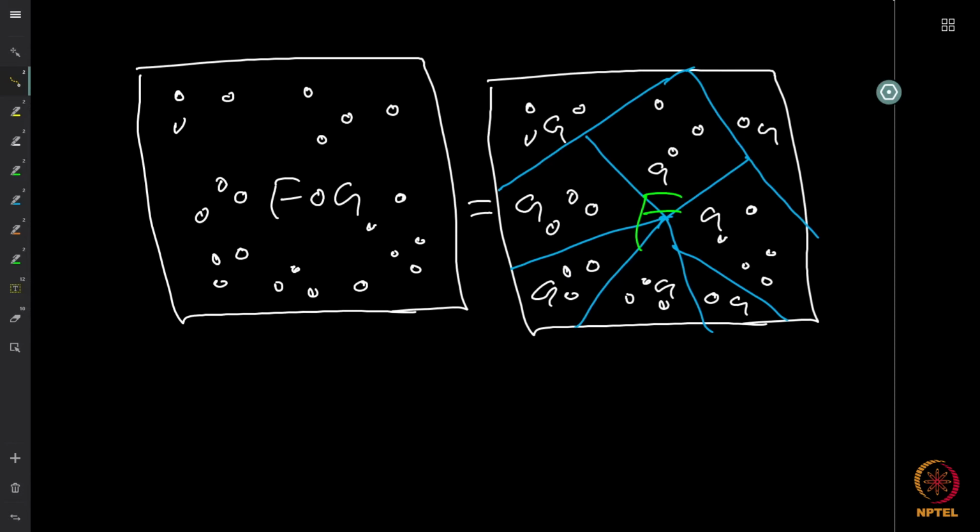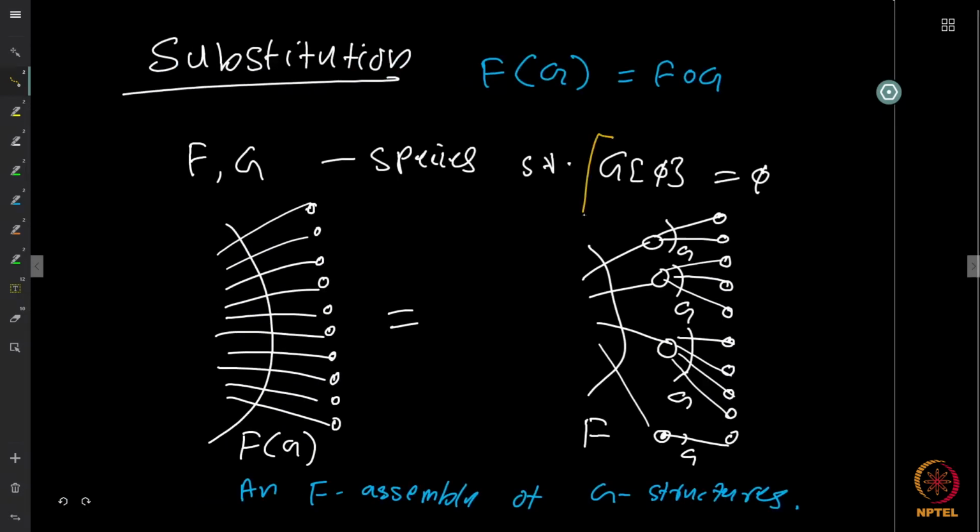So that's why we insist that whenever we look at the G structure, G is species G, we consider only the species where the empty set is not allowed to be part of.